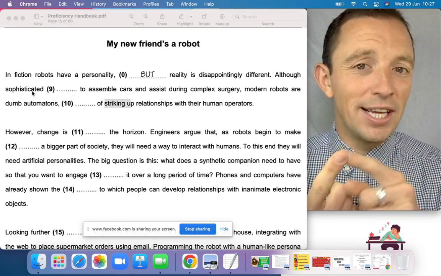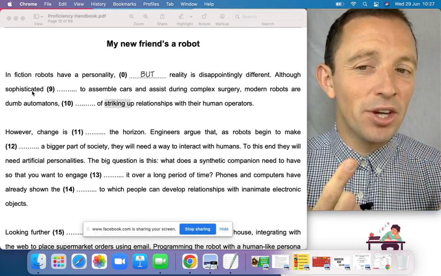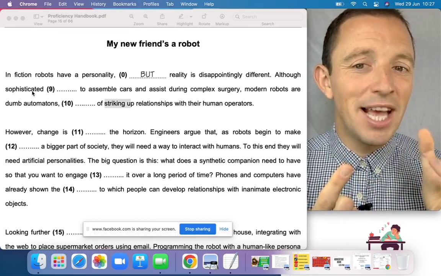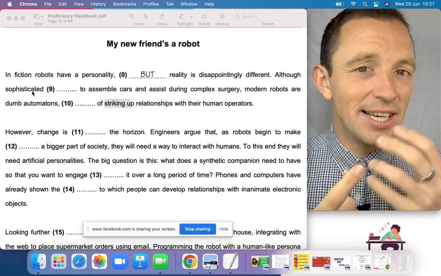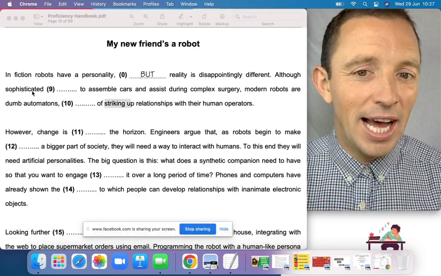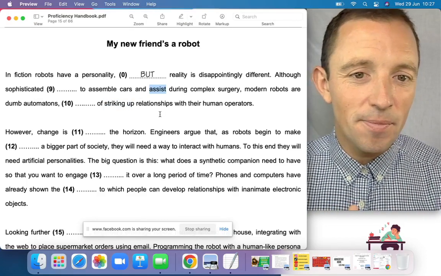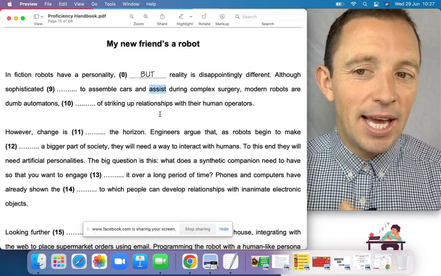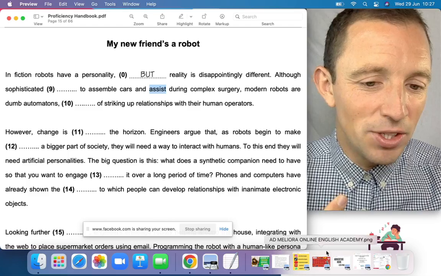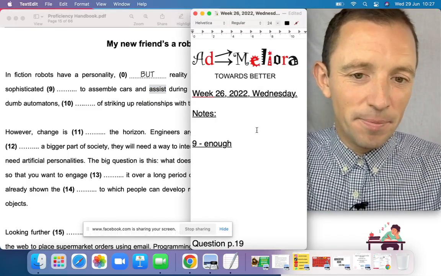Are you hungry enough to have food? Are you happy enough with your project? The robots are sophisticated enough to assemble cars, so they are sufficiently sophisticated to assemble the cars and help assist during complex surgery. So I think that's the best answer for number 9. I would suggest enough. So let's put the answer here, number 9, enough.